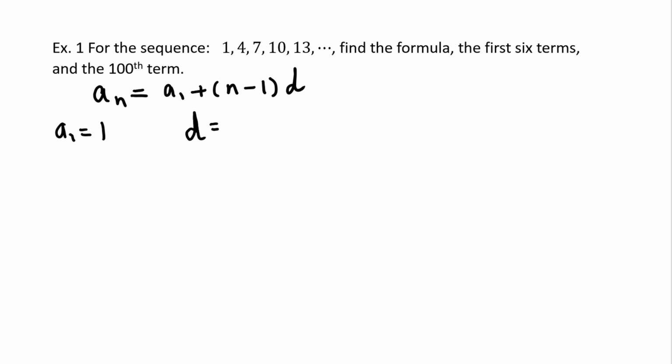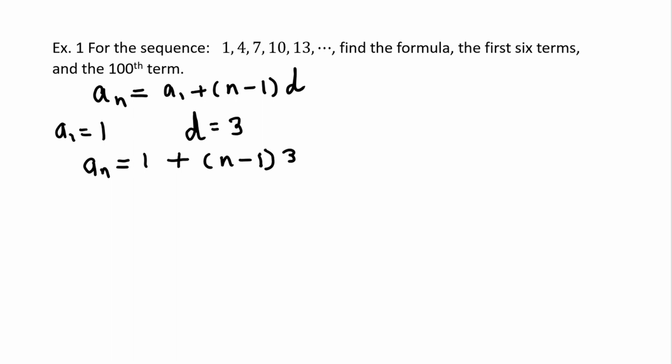d is the difference between the terms. From 1 to 4 is 3. From 4 to 7 is 3. From 7 to 10 is 3. And we see that the common difference is 3. So let's get the formula written. The nth term, which is the formula, is 1 plus n minus 1 times the common difference of 3.